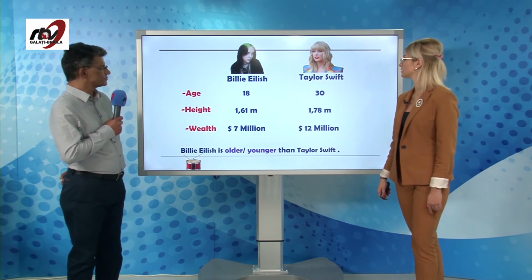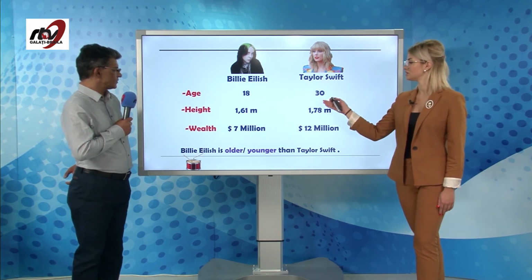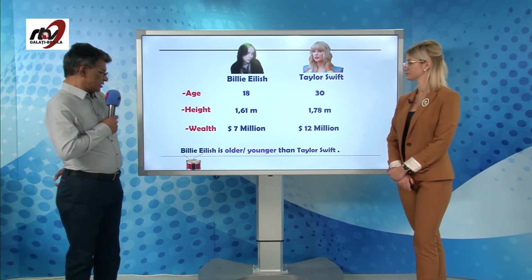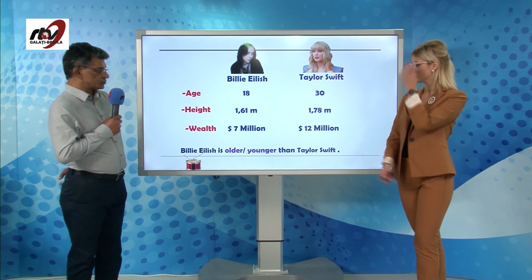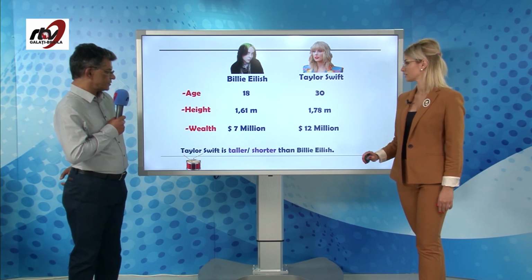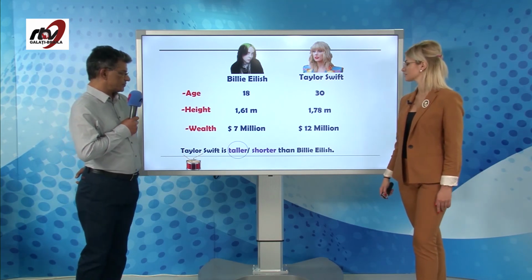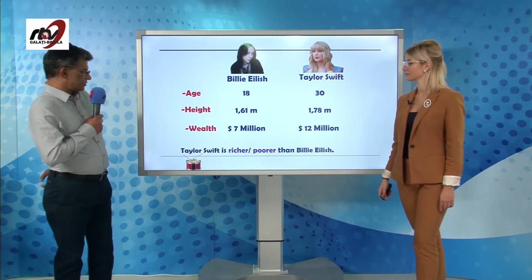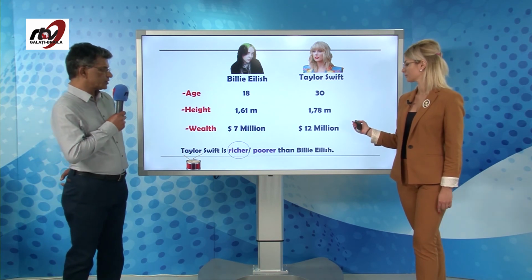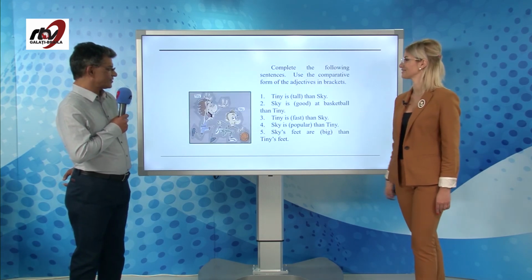For the next example, we're going to compare these singers, actors in terms of age, height, and wealth. And we will have the first one. Billie Eilish is dash than Taylor Smith. So she is younger than Taylor Smith. In terms of height, Taylor Swift is taller than Billie Eilish. And lastly, Taylor Smith is richer than Billie Eilish. That's a lot of money, 12 million. Yes, of course. They're living in the United States of America.